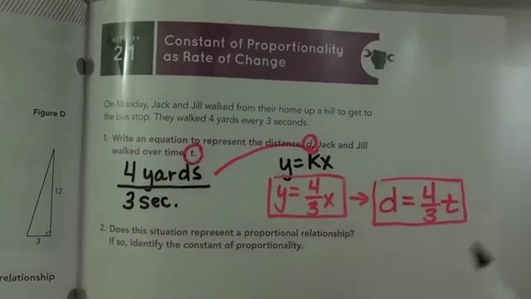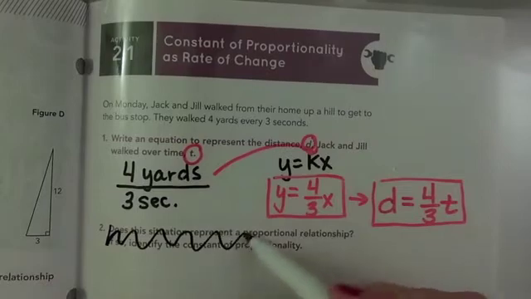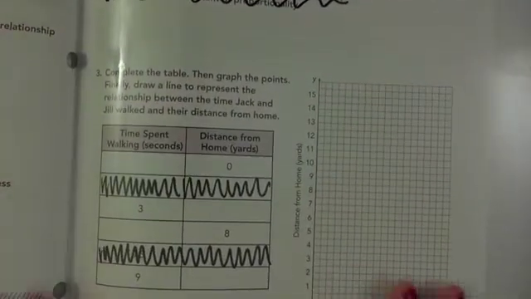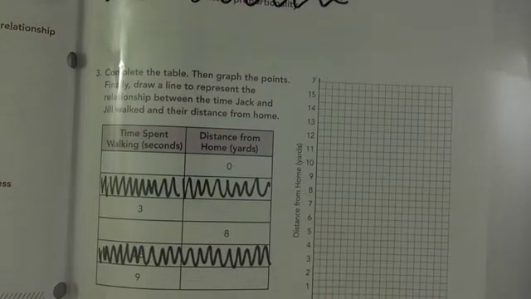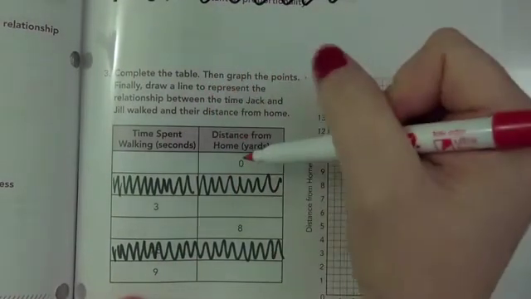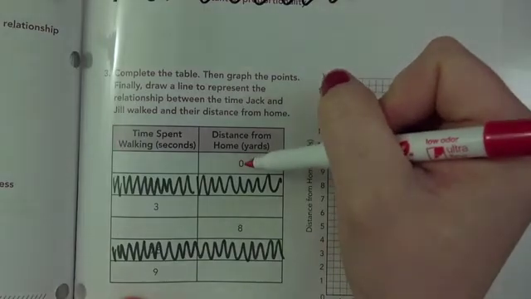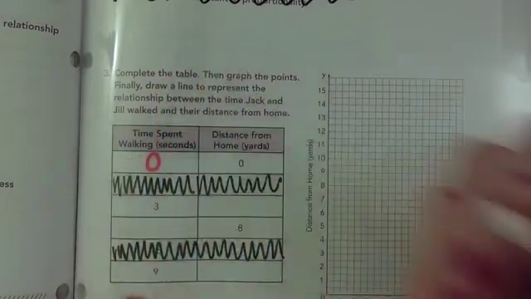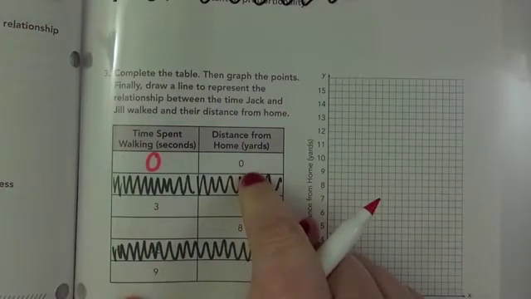Okay, we're not going to do number 2. We're not talking much about proportional anymore. Okay, we are going to do number 3 though. You will notice that I marked out this row and this row. Until we get better at filling in tables, I'm going to leave it like this. So if my time spent walking, if I've gone 0 yards, how many seconds have I gone? Well, 0 seconds, because they are where they started.